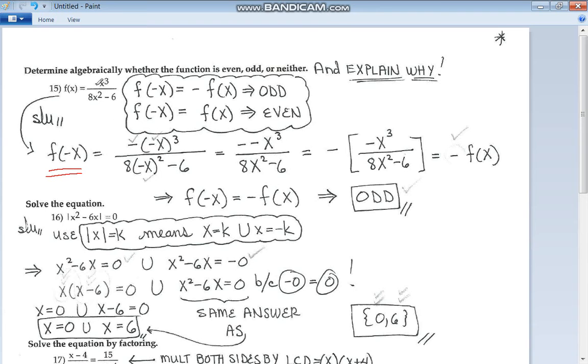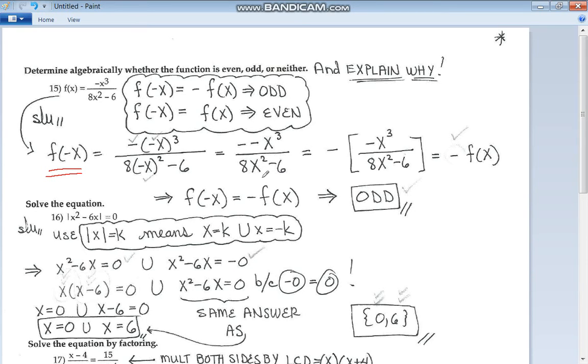Here's our minus sign that came from the function, parenthesis negative x, close parenthesis cubed over 8 parenthesis negative x, close parenthesis squared, minus 6. Now, on the top, if you cube a negative base, it's still going to be negative. So we have double negative x cubed. And then on the bottom, when you square a negative base, it will become positive. So this becomes 8x squared minus 6.